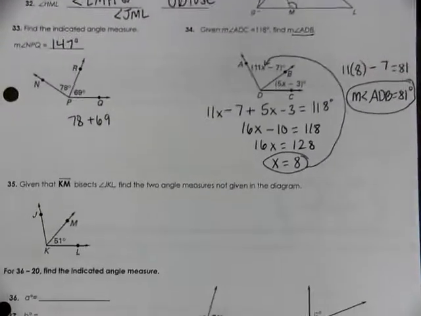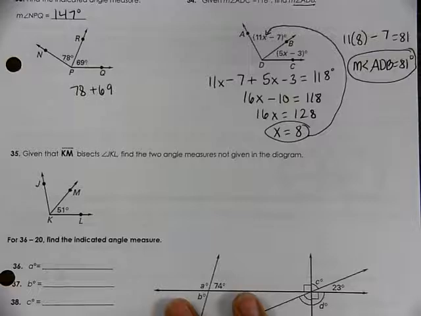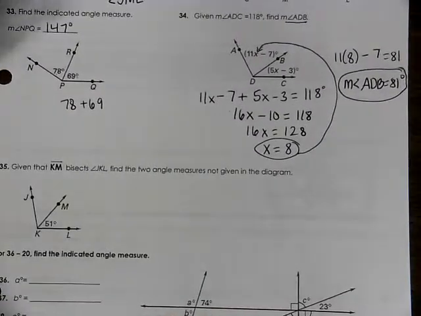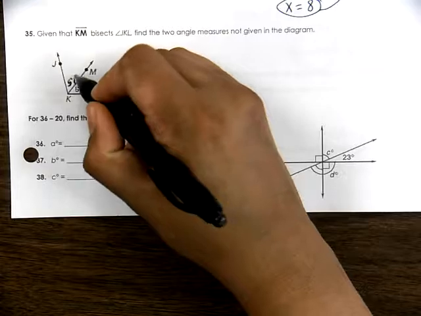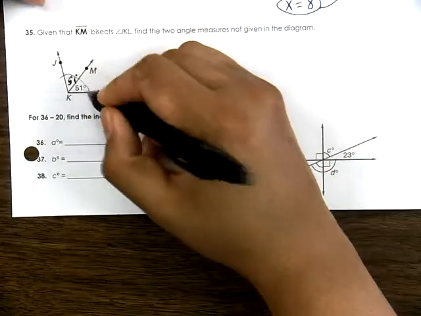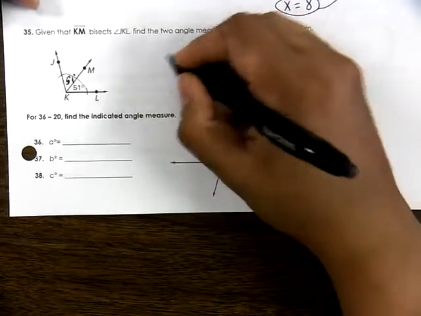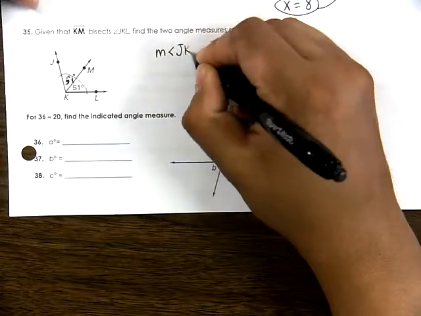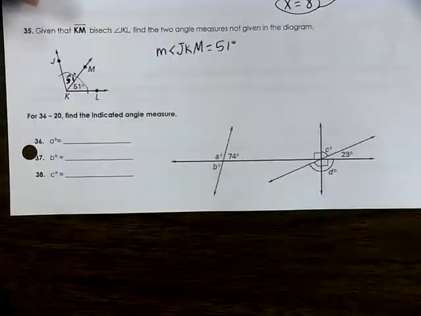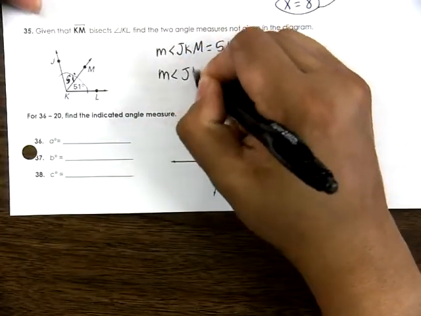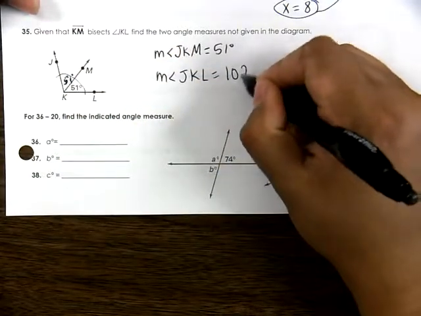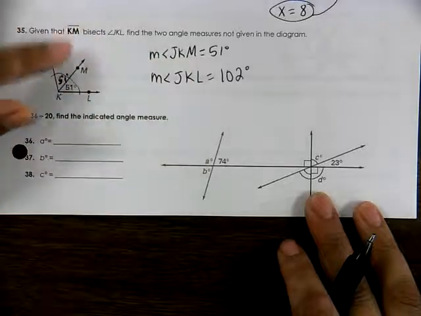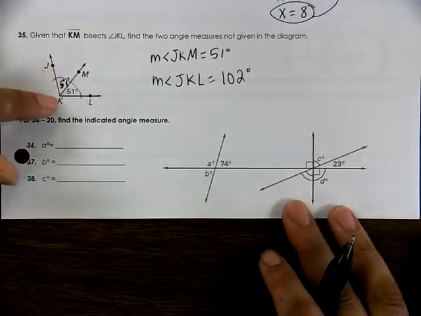All right, down to number 35. This one says, given that KM bisects angle JKL, find two angle measures that are not given in the diagram. So you would be able to know then that if it's being bisected, that this is also 51 degrees. And then if you want to find another angle measure, we want the entire thing, which would then be 102 degrees. So let's write out those two angles. The measure of angle JKM is 51 degrees, and the measure of angle JKL, which is the entire thing here, is 51 plus 51, or 102 degrees. So those are the two other angles not given in the diagram.